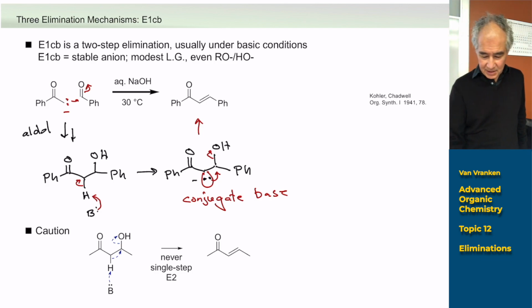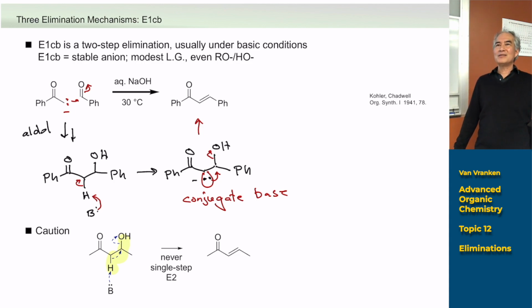Now, this sounds so obvious. How could anybody make a mistake here? But I promise you, you're going to do this. You're going to say, oh yeah, proton leaving group, E2 elimination. No, never, not ever would you do a one-step E2 elimination. It's a two-step E1 conjugate base elimination mechanism, right?